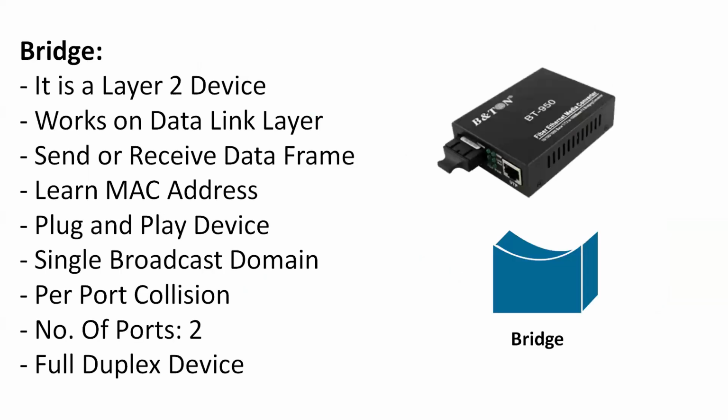Then we have the bridge. A bridge reduces the amount of traffic on a LAN by dividing it into two segments. It is a layer 2 device, working on the data link layer. It sends and receives data frames. It learns MAC addresses and is used to connect multiple network segments, or we can say it connects LAN segments. It is a plug and play device with a single broadcast domain. There is per port collision, and the number of ports is 2. It is a full duplex device.